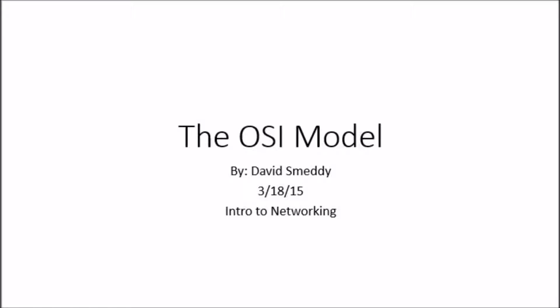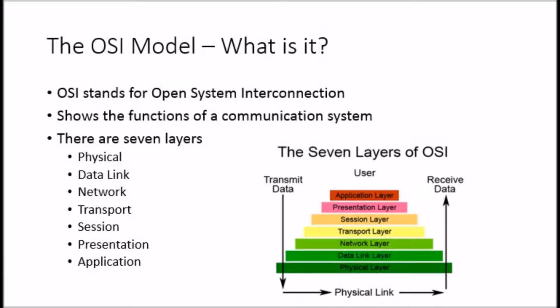The OSI model. OSI stands for Open System Interconnection and shows the basic functions of a communication system. The OSI model is made up of 7 layers: physical, data link, network, transport, session, presentation, and application.